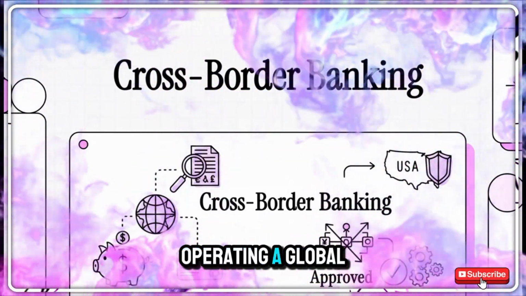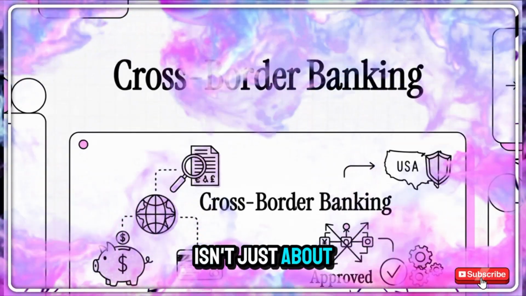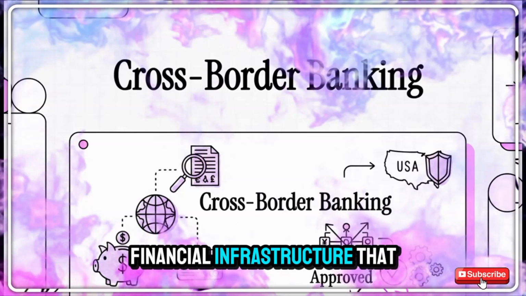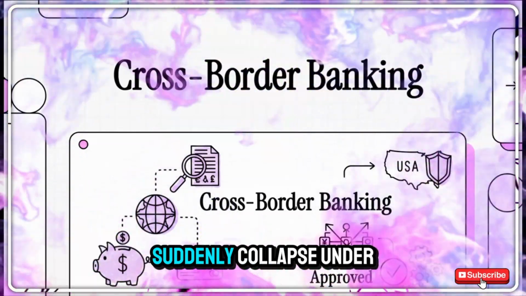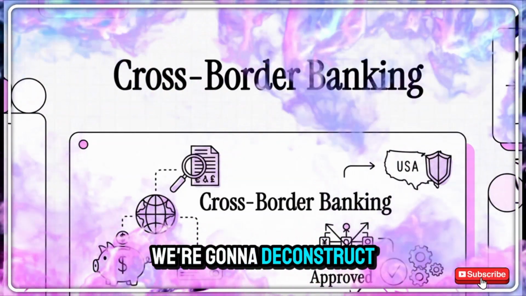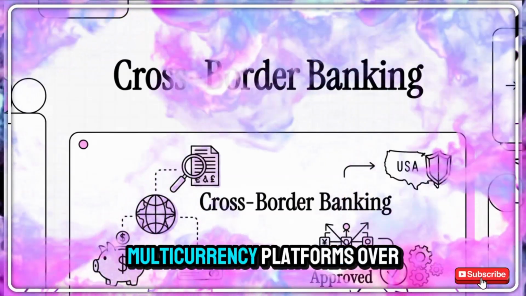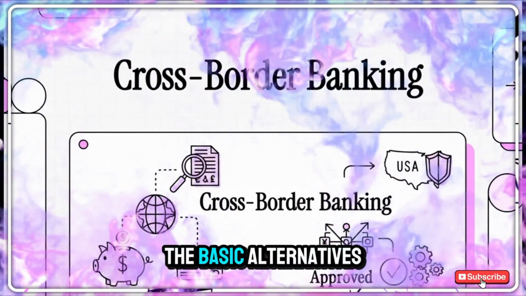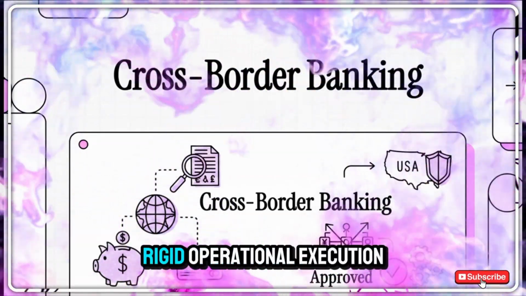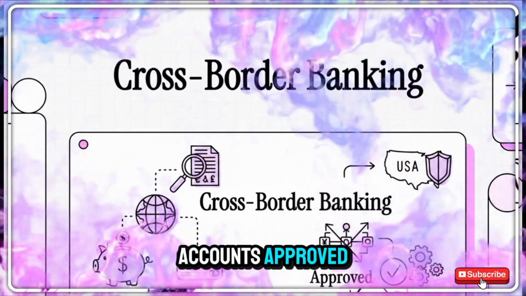Now, if you're operating a global business, you already know that moving money across borders isn't just about finding a service. It's about building a resilient financial infrastructure that won't just suddenly collapse under the weight of compliance algorithms. So we're going to deconstruct the exact strategic rationale behind choosing advanced multi-currency platforms over the basic alternatives. And more importantly, we're going to map out the rigid operational execution you actually need to get these accounts approved.